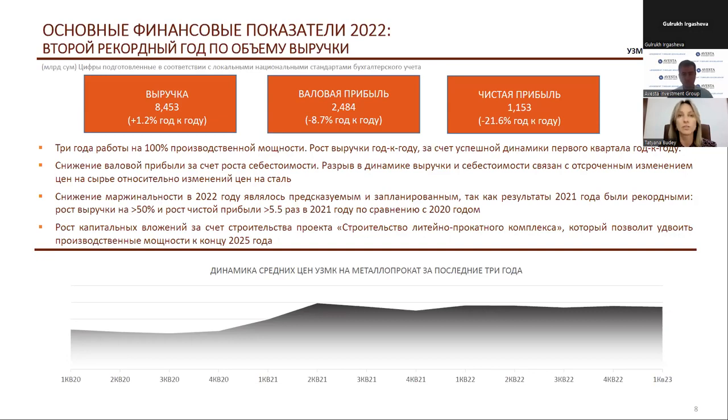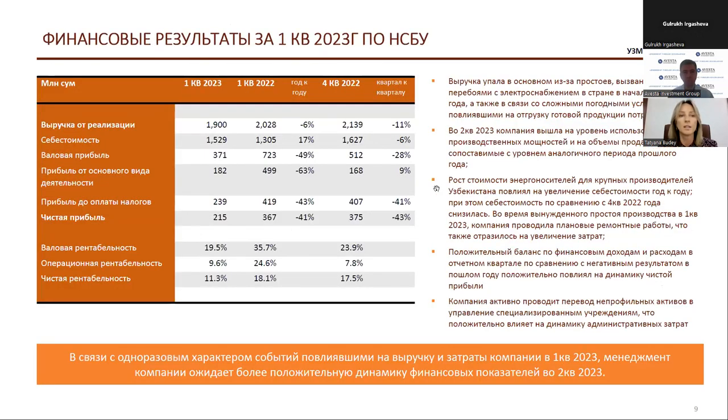Our margins were down in 2022. This was quite planned and expected because the performance of 2021 was record high for the whole steel market and for us. To remind you, in 2021, we had our revenue up by more than 50%, and our net income was up more than 5.5 times year on year, meaning in 2021 versus 2020. So 2021 was a high base.